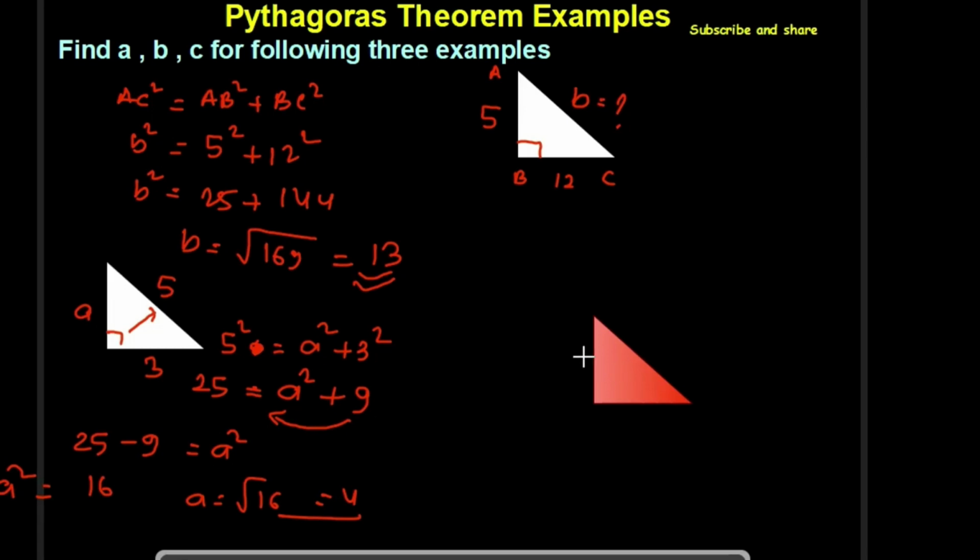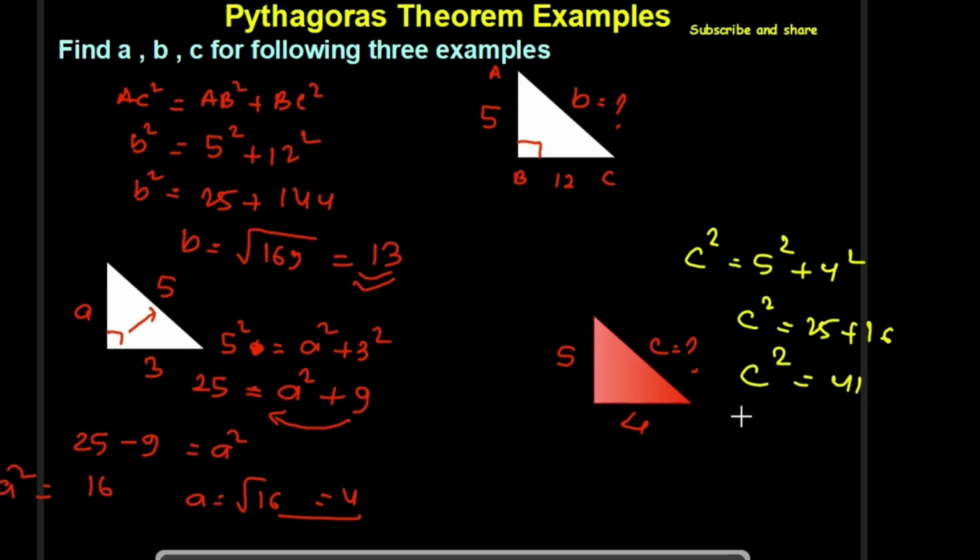Now the third question. Let's take the third example. Suppose this is 5, this is 4, and they are asking us to find C. What is C? Again, we have to use the similar thing. The square of the hypotenuse, which is C in this case, is equal to 5 square plus 4 square, right? So C square is 25 plus 16, which is 41. When we put the square on the other side, it becomes the square root. So C is the square root of 41, which is about 6.4 units. Centimeter or meter, whatever the values given, we can write here.